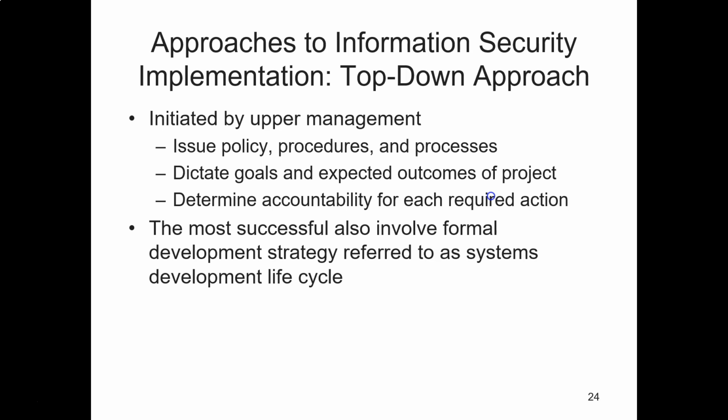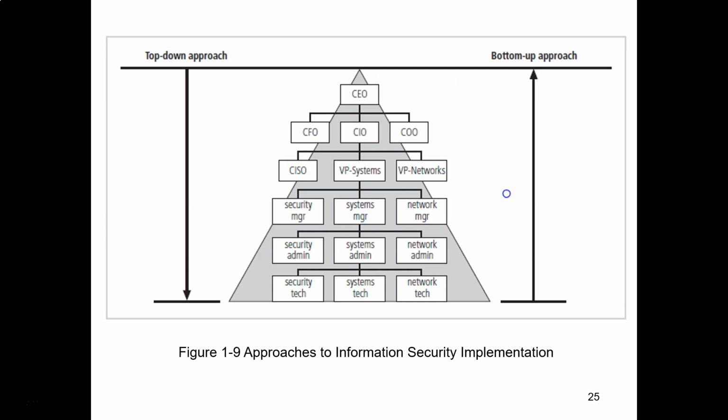Since this approach has stronger upper management support, or actually it's been initiated by upper management, and they have a champion for that project, and they have funding for that project. Of course, it comes with clear planning, and it has the opportunity to influence organizational culture. The most successful top-down approach also involves a formal development strategy referred to as a systems development life cycle. So it goes into certain phases when developing that system.